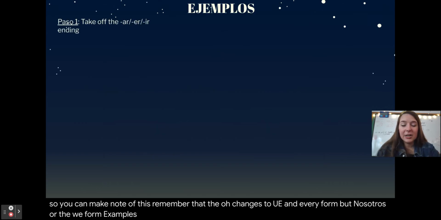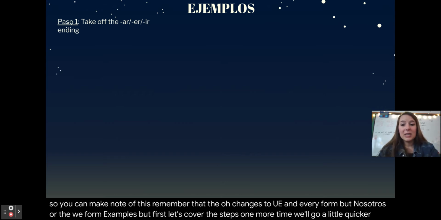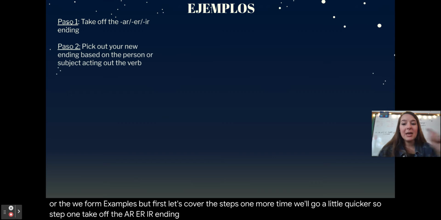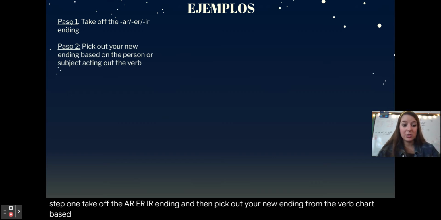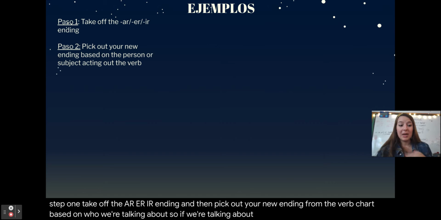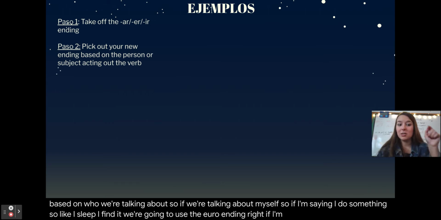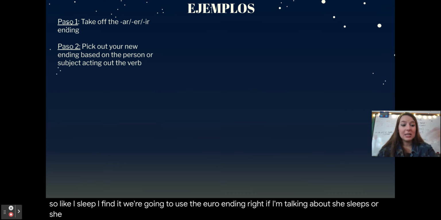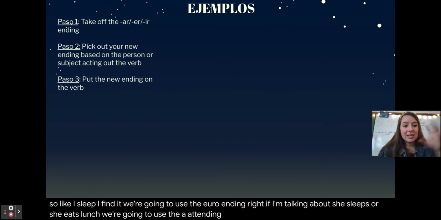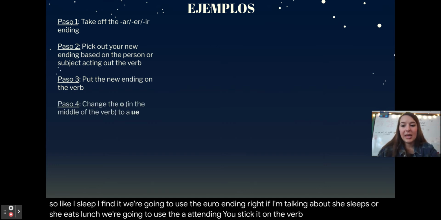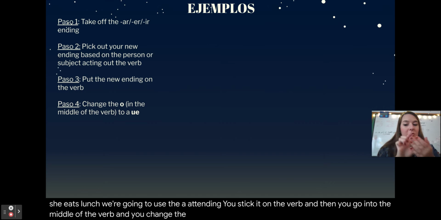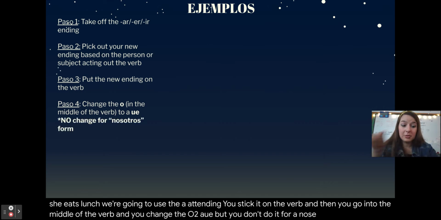Now let's go over some examples, but first, let's cover the steps one more time. We'll go a little quicker. So, step 1, take off the AR, ER, IR ending, and then pick out your new ending from the verb chart based on who we're talking about. So if I'm saying I do something, like I sleep, I find, we're going to use the yo ending, right? If I'm talking about she sleeps or she eats lunch, we're going to use the ella ending. Now you take this ending and you stick it on the verb. And then you go into the middle of the verb and you change the O to a UE, but you don't do it for nosotros.